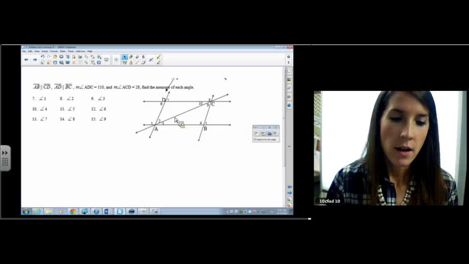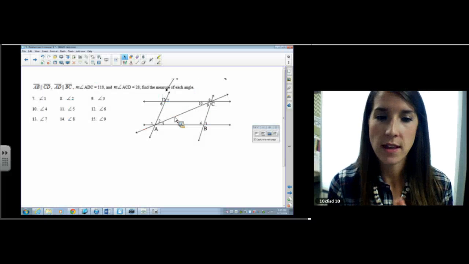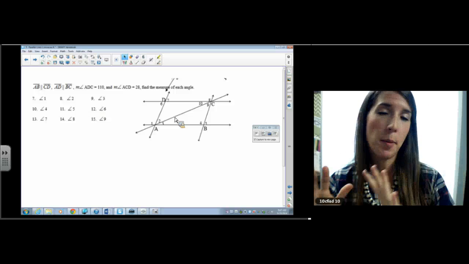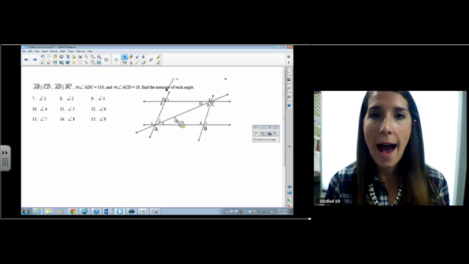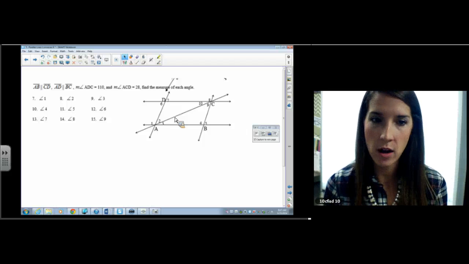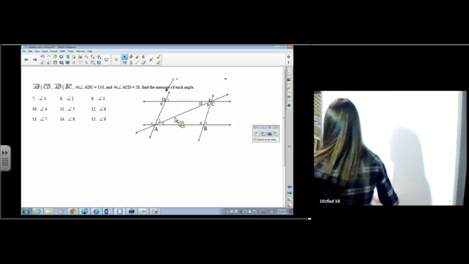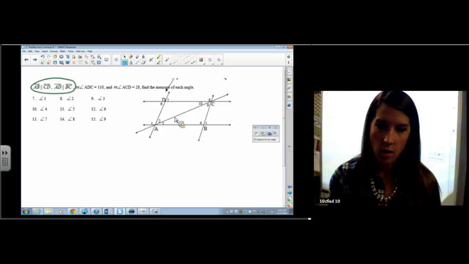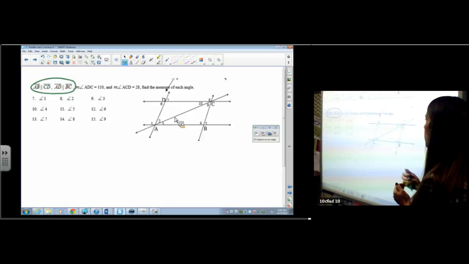Now, the really, really important thing that we learned yesterday was that all of those things that we learned, congruent and supplementary, those columns, those go out the window if our lines are not parallel. So if it doesn't say something like this at the beginning of your problem, you wouldn't be able to work it at all. So I just want to make sure that we're clear on that.